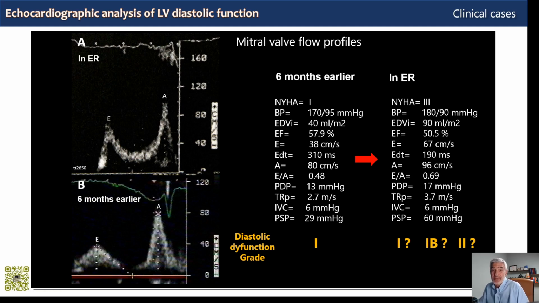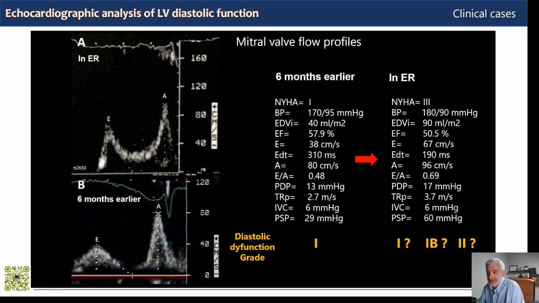So we have in the background here a progressive anatomical and functional remodeling in chronic hypertensive heart disease. Let's look now at the diastolic parameters. The E wave has doubled, from 38 shoots up to 67. Deceleration time is halved, goes from 310 to 190. And the A wave has slightly increased with an EA ratio which has increased.